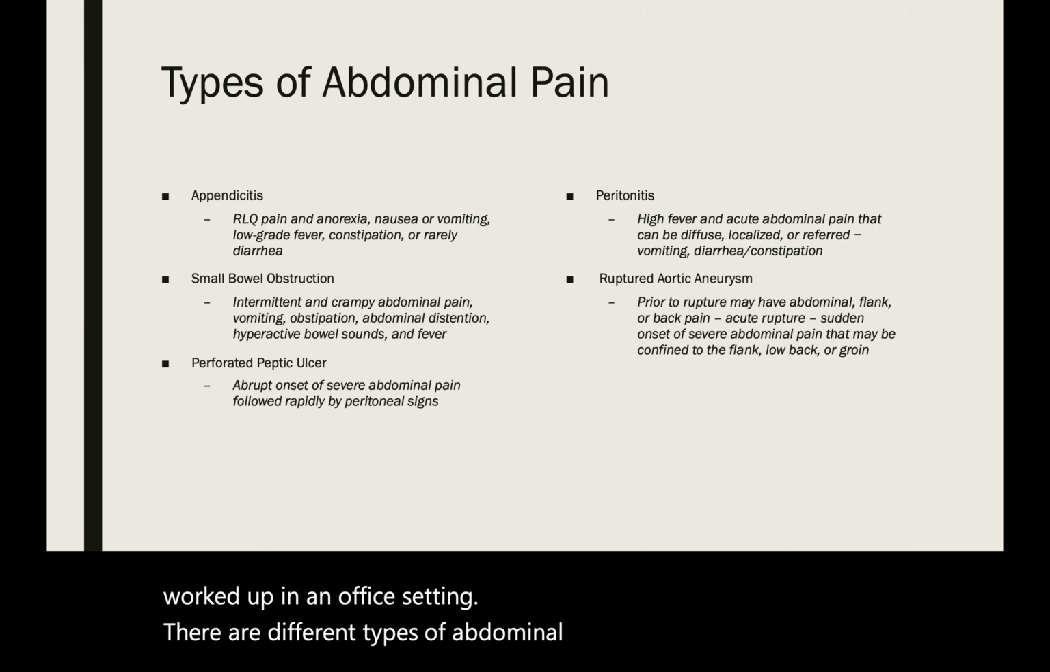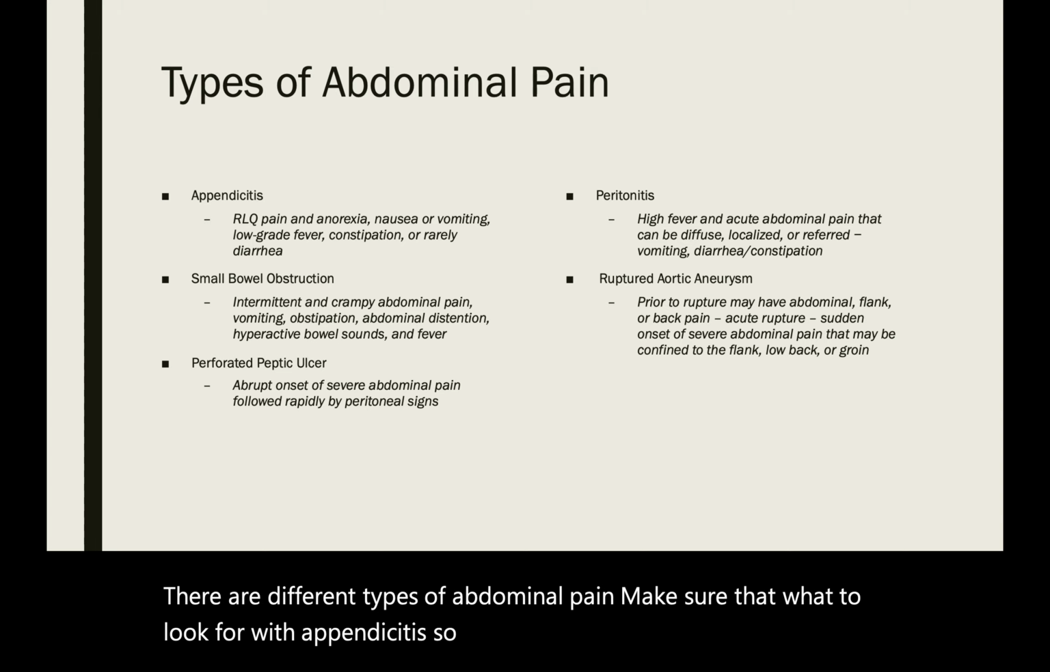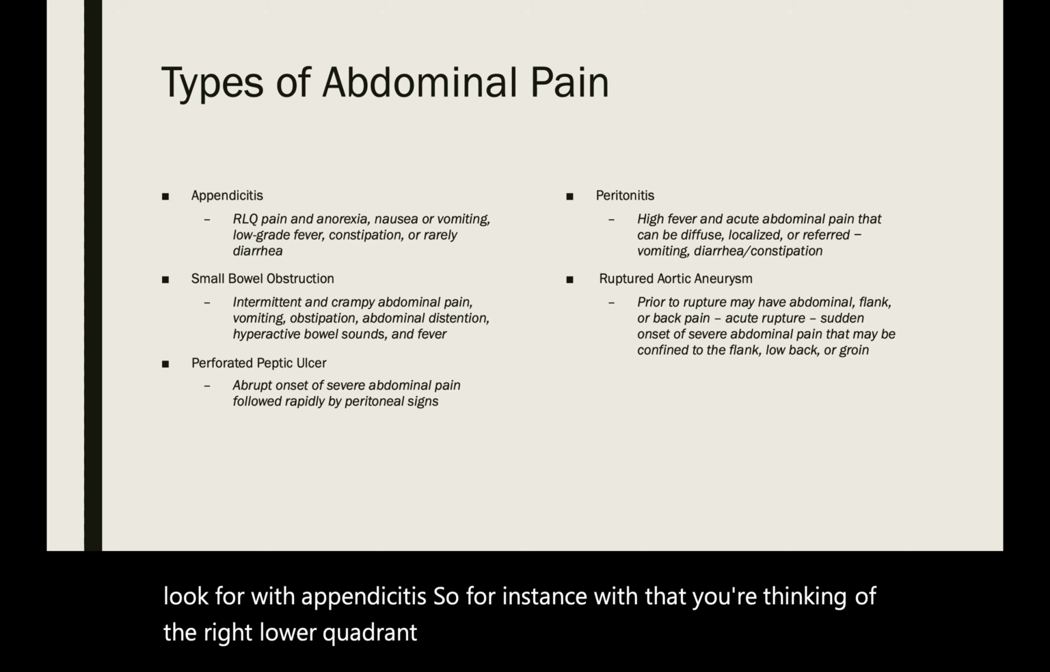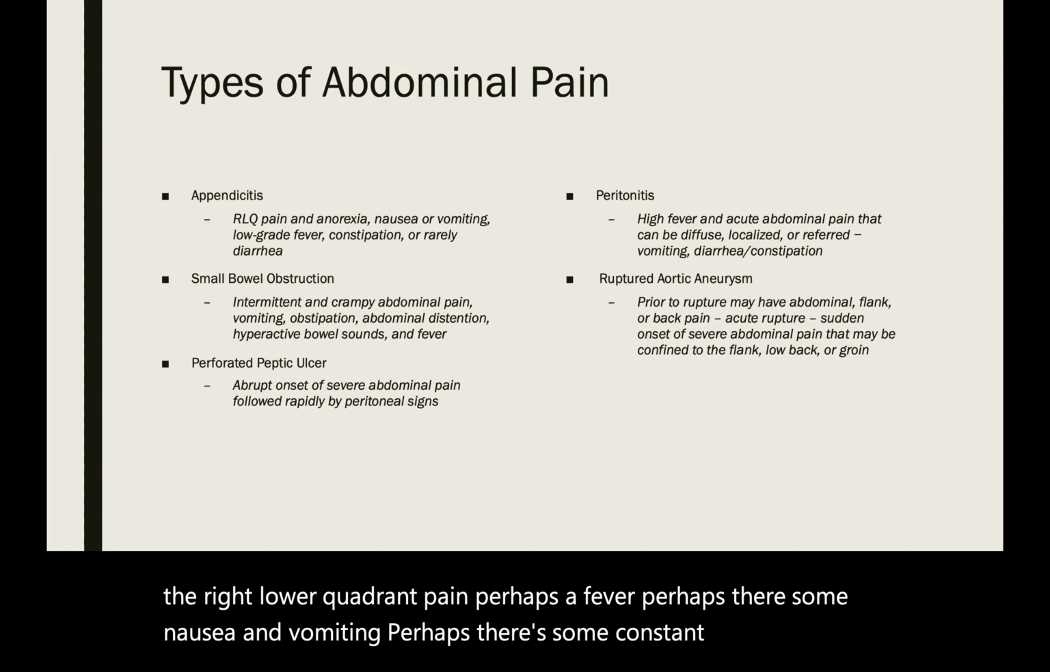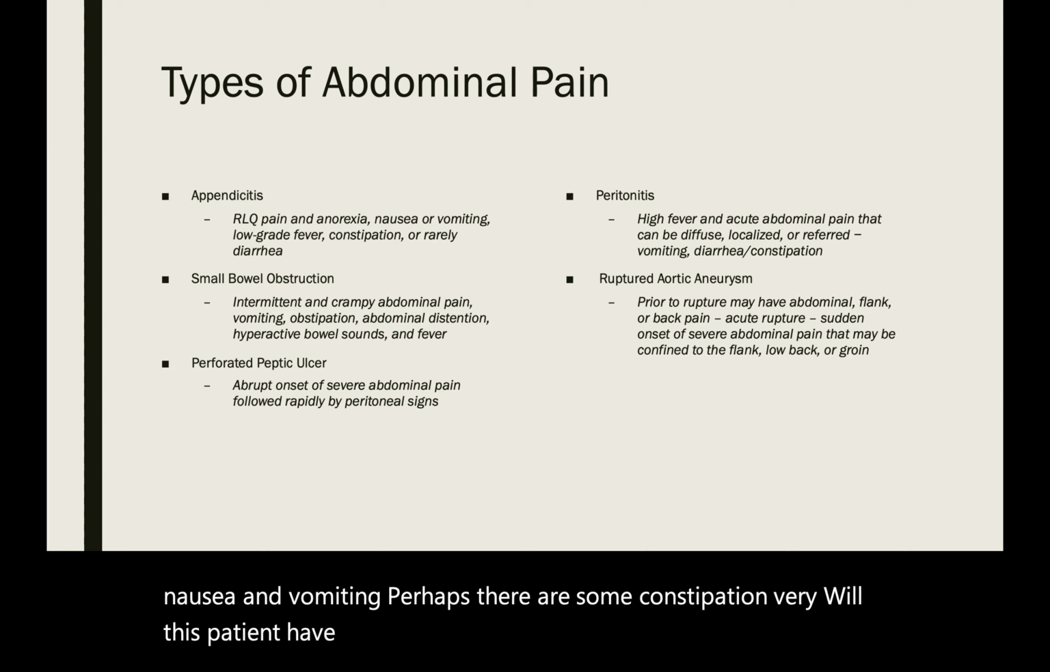There are different types of abdominal pain. Make sure that you know what to look for with appendicitis. So for instance, with that, you're thinking of the right lower quadrant pain, perhaps a fever, perhaps there's some nausea and vomiting, perhaps there's some constipation. Very rarely will this patient have diarrhea, but it's still a possibility.